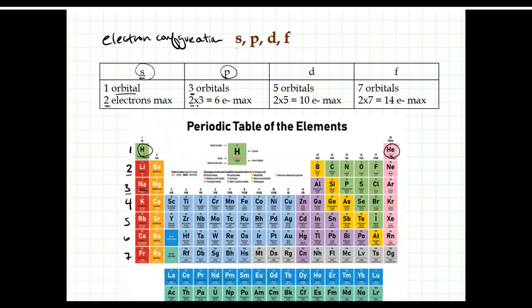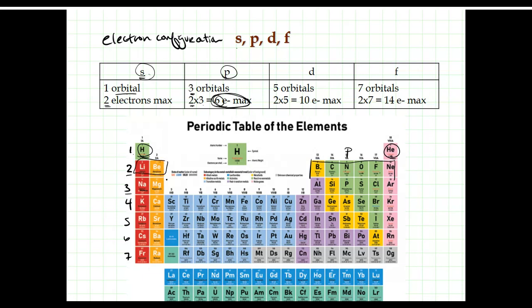When we look at the P, now we have space for 3 orbitals. Each orbital can hold 2 electrons. So 2 times 3 is 6 total electrons. And this, our P block, we can see is 6 elements wide. 1, 2, 3, 4, 5, 6, because there's space for 6 electrons in each P sublevel because there are 3 orbitals.